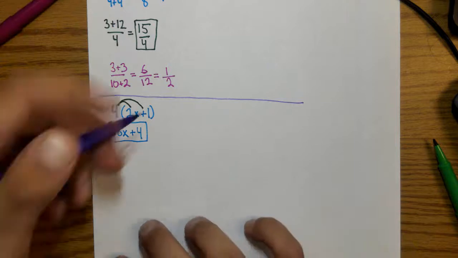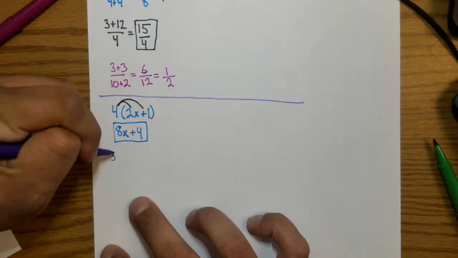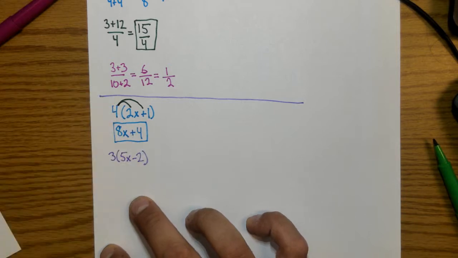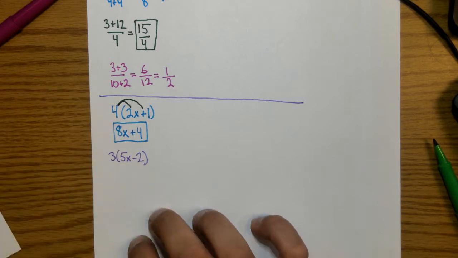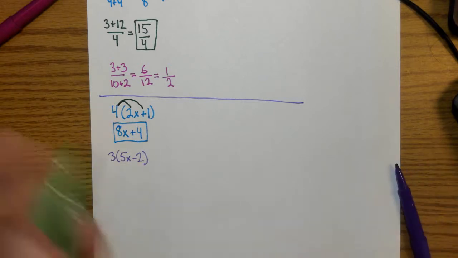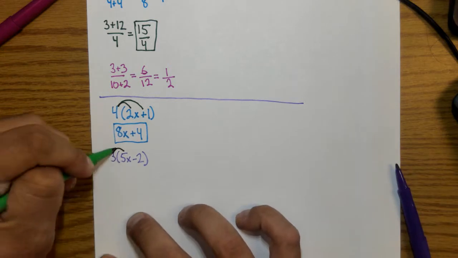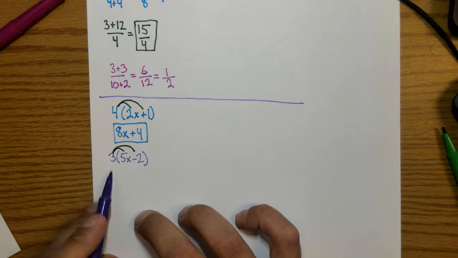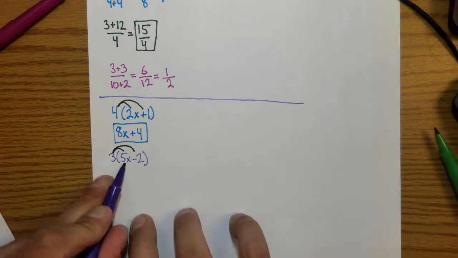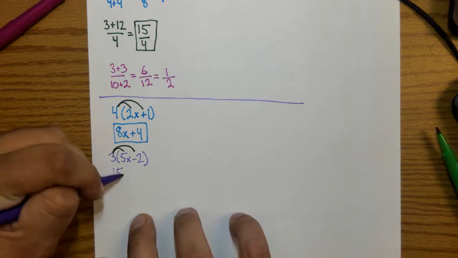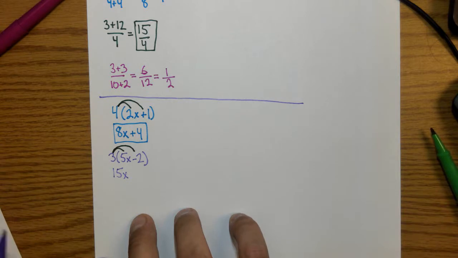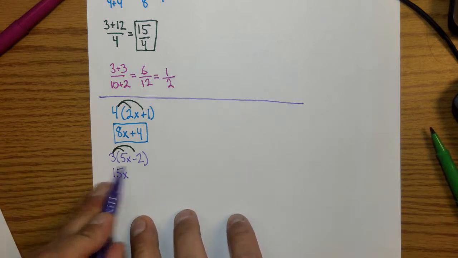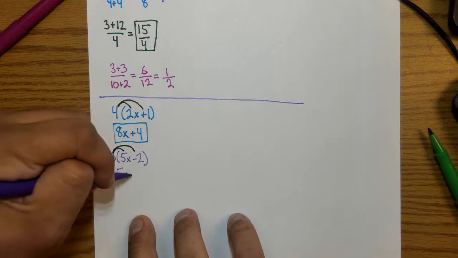Let's say that we have something like 3 times 5x minus 2. Well, again, we're just going to use the distributive property. We're going to multiply this 3 to the 5x and this 3 to the negative 2. So 3 times 5x is going to give us, well, 3 times 5 is 15, and we just have an x, so 15x. 3 times negative 2, make sure to watch your signs, very important. 3 times negative 2 is going to be negative 6.